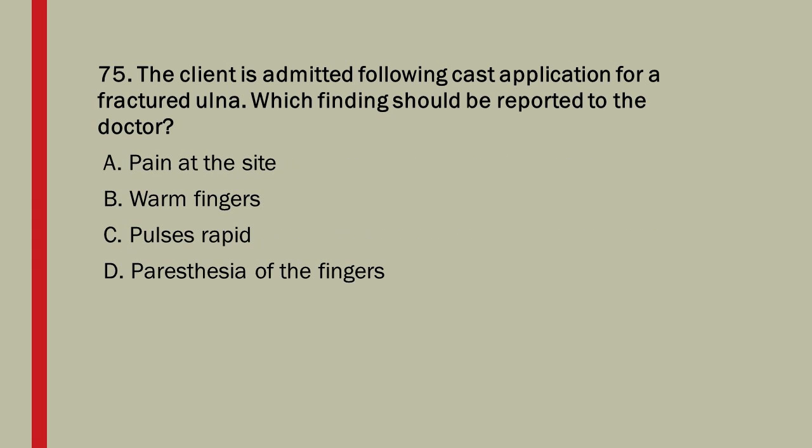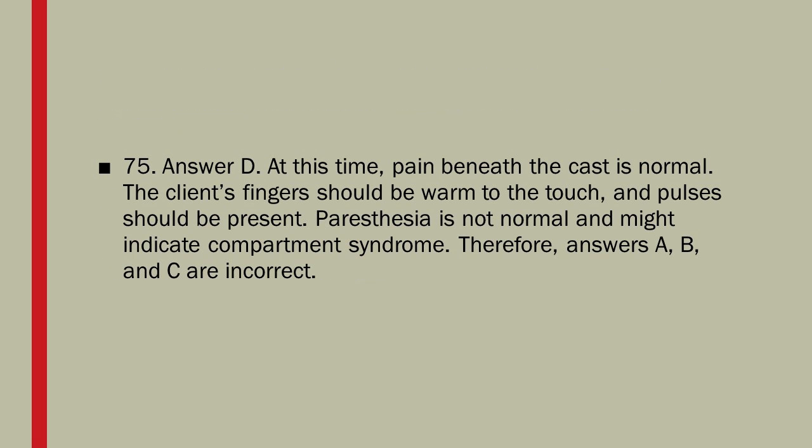75. The client is admitted following cast application for a fractured ulna. Which finding should be reported to the doctor? A. Pain at the site. B. Warm fingers. C. Pulses rapid. D. Paresthesia of the fingers. 75. Answer is D. At this time, pain beneath the cast is normal. The client's fingers should be warm to the touch, and pulses should be present. Paresthesia is not normal and might indicate compartment syndrome. Therefore, answers A, B, and C are incorrect.